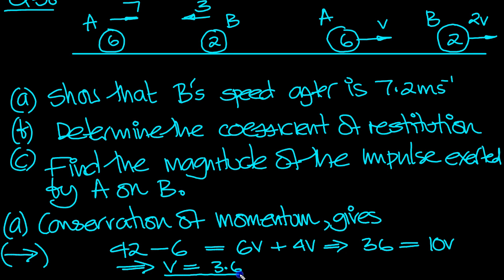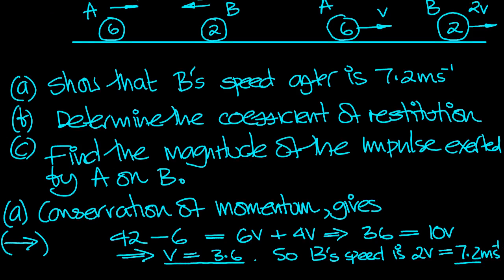So there's the velocity. B's speed is, well, if we look at here it's 2v, which equals 2 lots of 3.6, which is 7.2 meters per second. So there's the speed of B after.